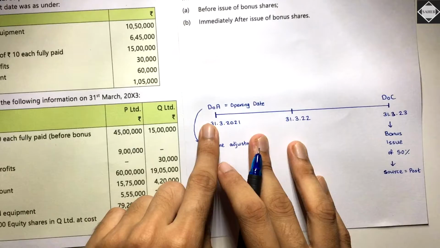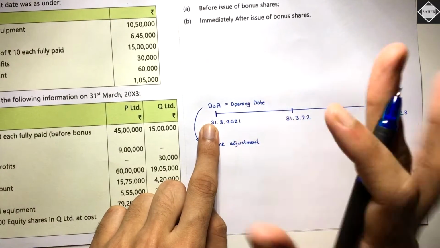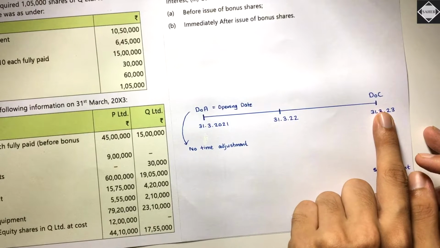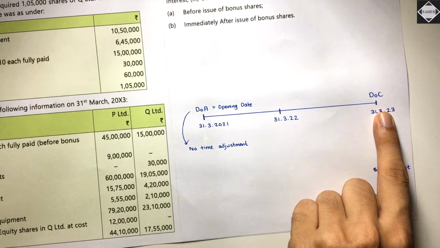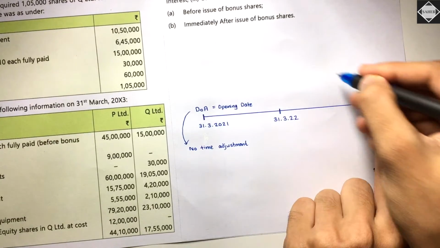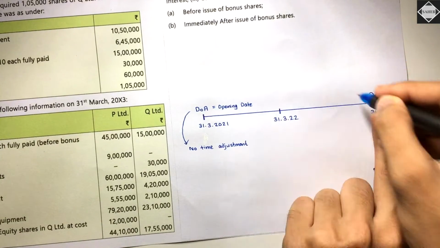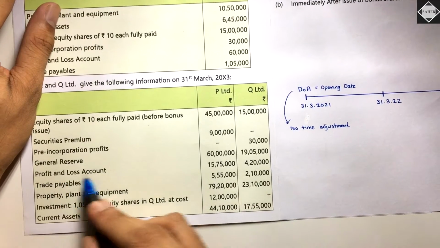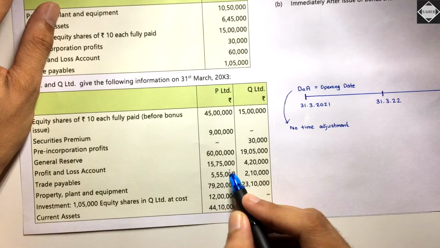See, here there was no general reserve. And then they are saying here there is 19,05,000 general reserve. So that general reserve has come into the company in this entire 2 years. Is it clear? In this entire 2 years. Fine. You understood that.